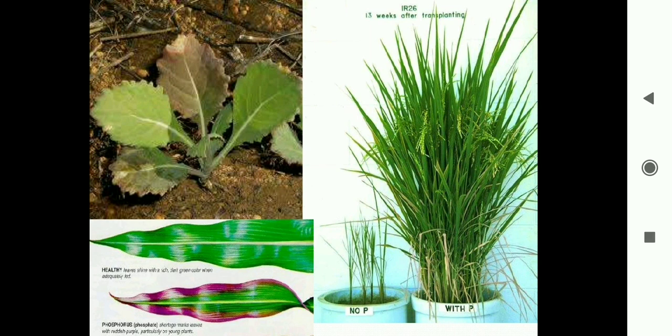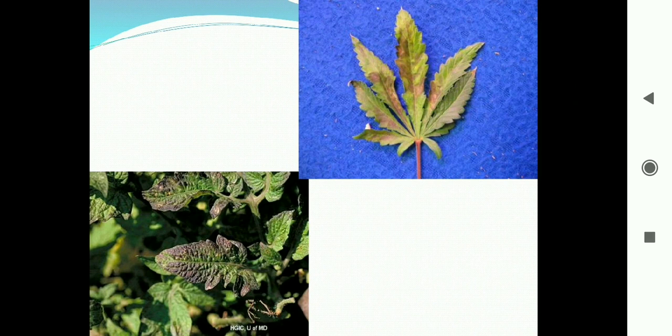We have seen the plant with no phosphorus and with phosphorus. With phosphorus, the plant shows vigorous growth, then flowering and fruiting. If phosphorus is not there, then definitely growth is stunted, and flowering may be affected because of the absence of phosphorus. These are some of the figures. We see the purple color appearance because of phosphorus deficiency in a plant.